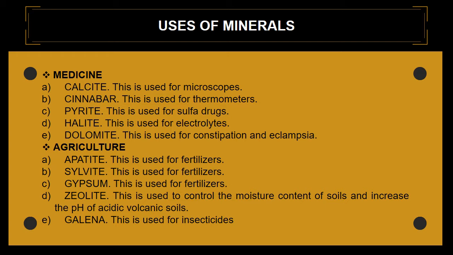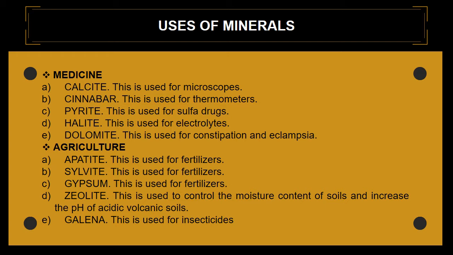So next we have pyrite, which is used for sulfa drugs. Halite, this is used for electrolytes. Dolomite, this is used for constipation and eclampsia. So pag masakit yung tiyan mo, may constipation ka, may chance na yung gamot na iniinom for constipation is may dolomite.